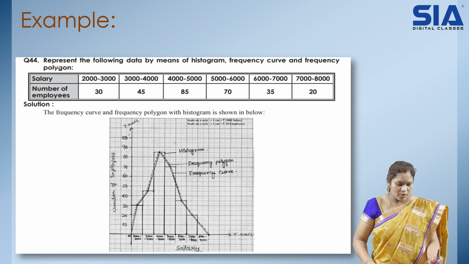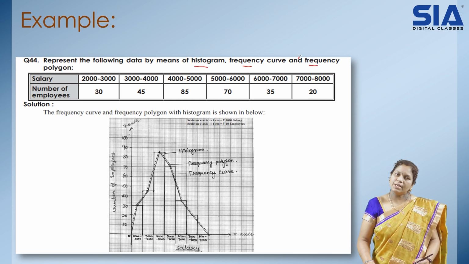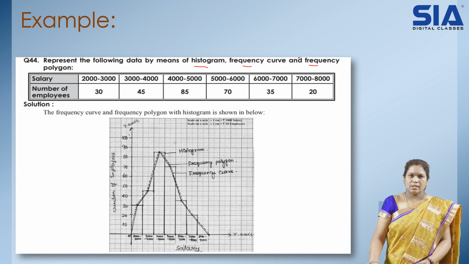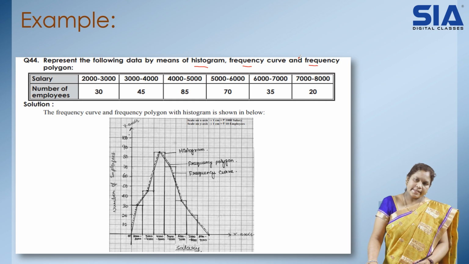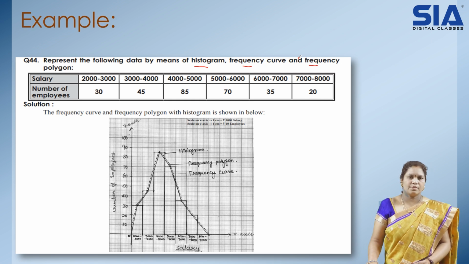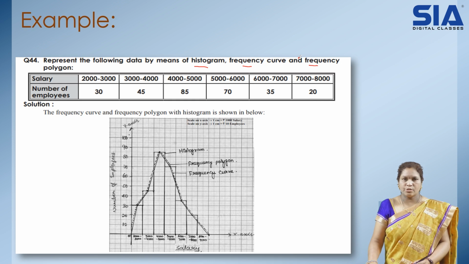So represent the following data by means of histogram, frequency curve and frequency polygon, all the three together. So generally they'll be asking just a histogram or histogram and frequency curve like that. So here all together I'll explain. In exam, based on the question, you can proceed with the data. So here let us check it out, histogram, frequency curve and frequency polygon all.